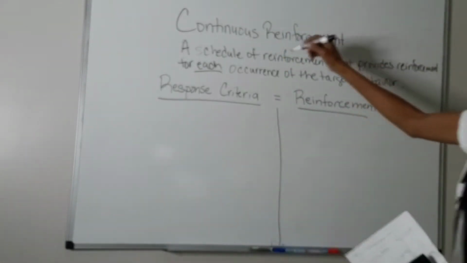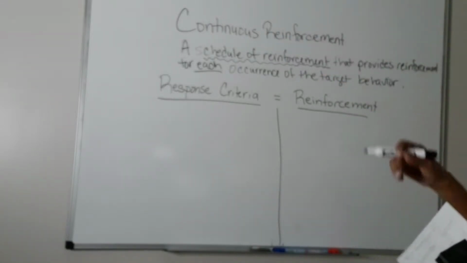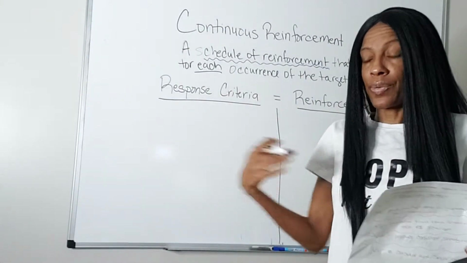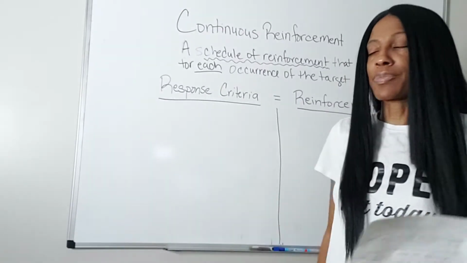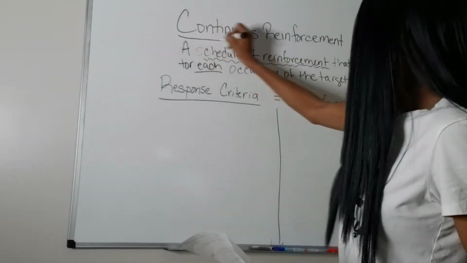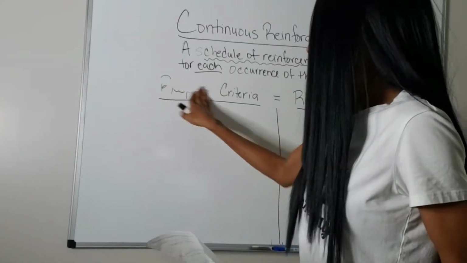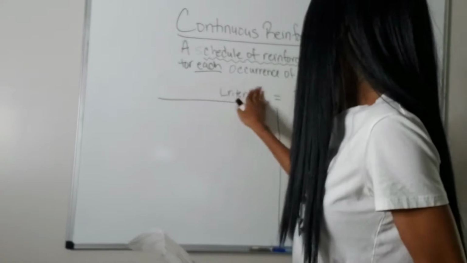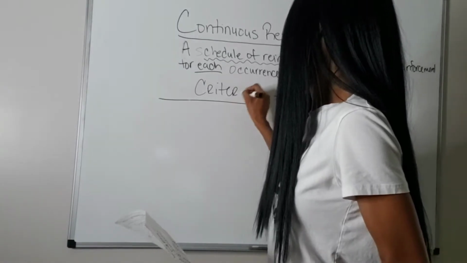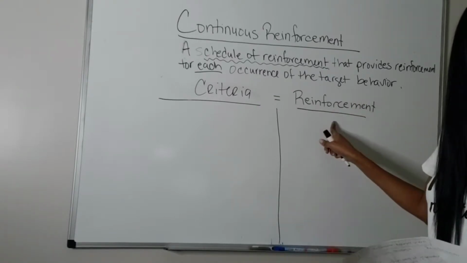So, continuous reinforcement is a form of a schedule of reinforcement. All right? A schedule of reinforcement is telling you what schedule you should be delivering the reinforcement to the client, to your kid, to whoever you want the reinforcement to go to. And that provides reinforcement for each occurrence. So, when you're looking at schedules of reinforcement, they usually have some type of criteria. Has a criteria, they do it, then it's going to equal them getting reinforcement.